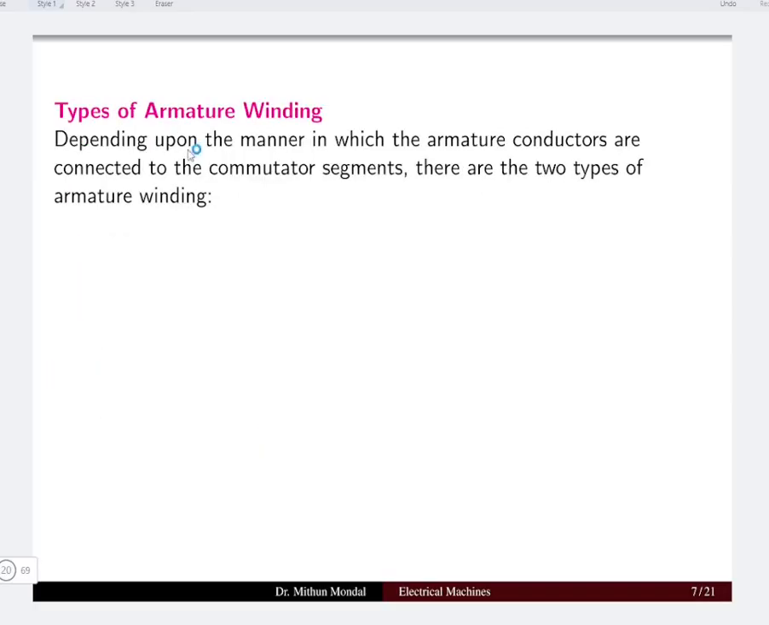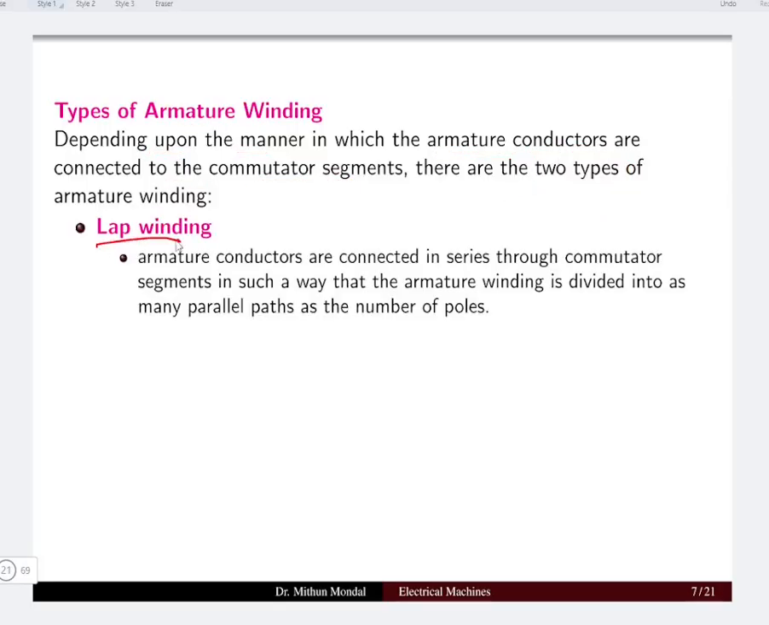Now what are the types of armature windings? Armature windings depend upon the manner in which these armature conductors are connected to the commutator segments. There are generally 2 types of armature winding which are very famous. One is the lap winding. So the first type of armature winding is the lap winding. So what is a lap winding?